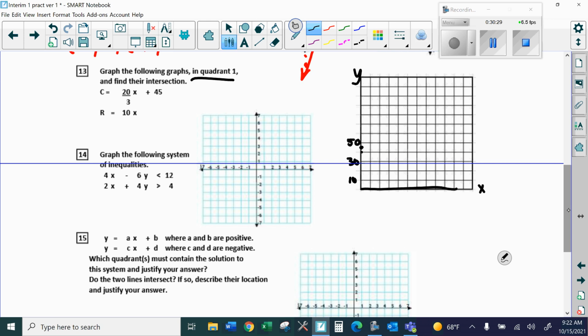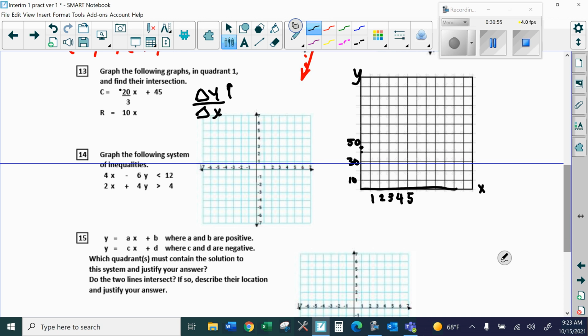And then my slope is 20/3. That says go up 20 and then right 3. Now I'm going to go by ones down here. So I'm going to go up 20, remember, because slope is change in y over change in x.